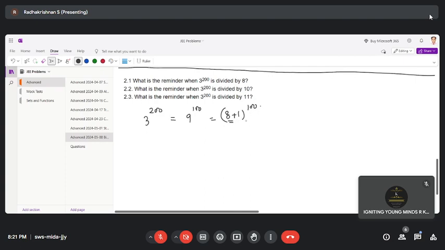Because here 8 is given, right? So that means 8 plus 1 whole to the power of 100 is going to have 8 power 100 plus 100 C1, 8 power 99, and so on, into 1. And every term will have 8, except the last term, which will be 1 to the power of 100. Therefore, this thing when divided by 8 is going to give remainder 1. Okay. So what about the second part now?